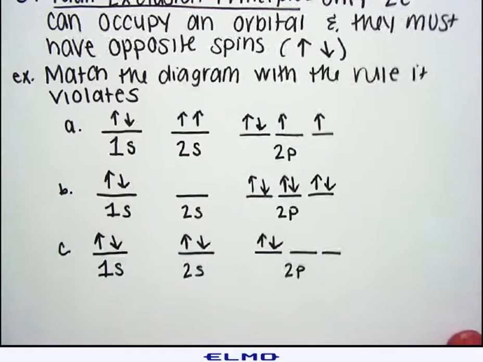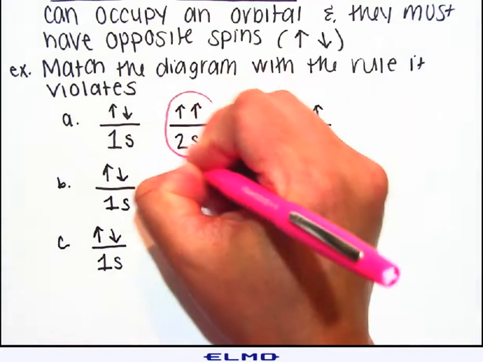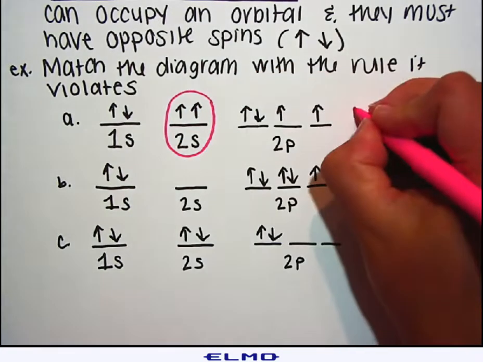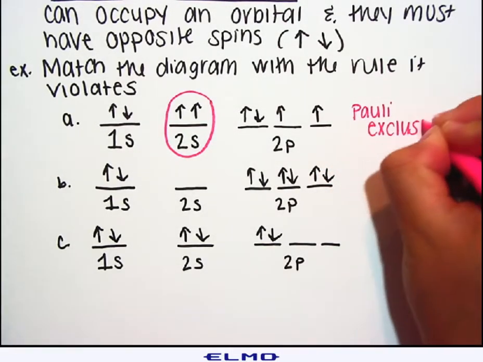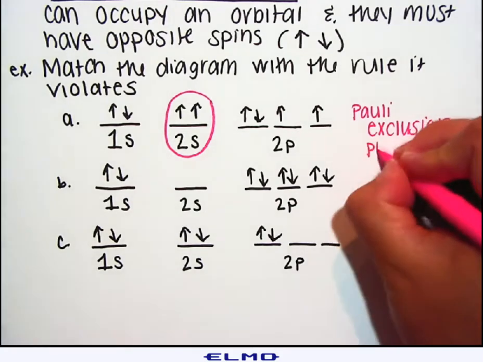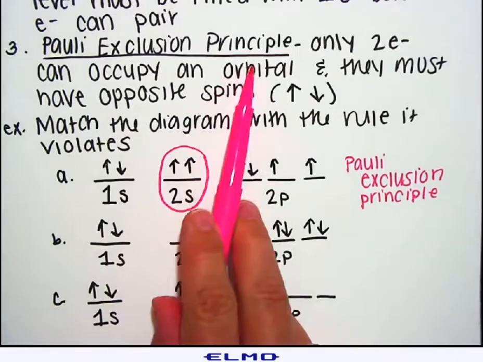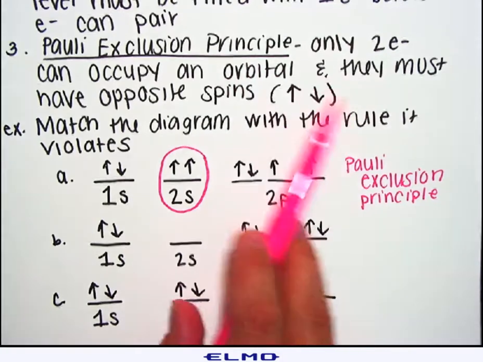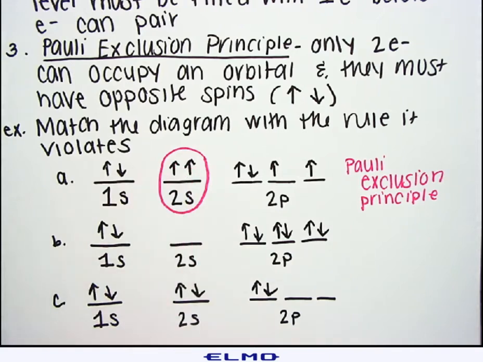Alright, so take a look at A, B, and C. Pause the video and see if you can, 1, find the mistake, and then 2, match it to the rule that it violates. So hopefully in A, we found a mistake in the 2s orbital. This violates Pauli's exclusion principle. Pauli's exclusion principle says that if we have 2 electrons in an orbital, they must have opposite spins. So these 2 electrons are spinning the same way. So that is my mistake.